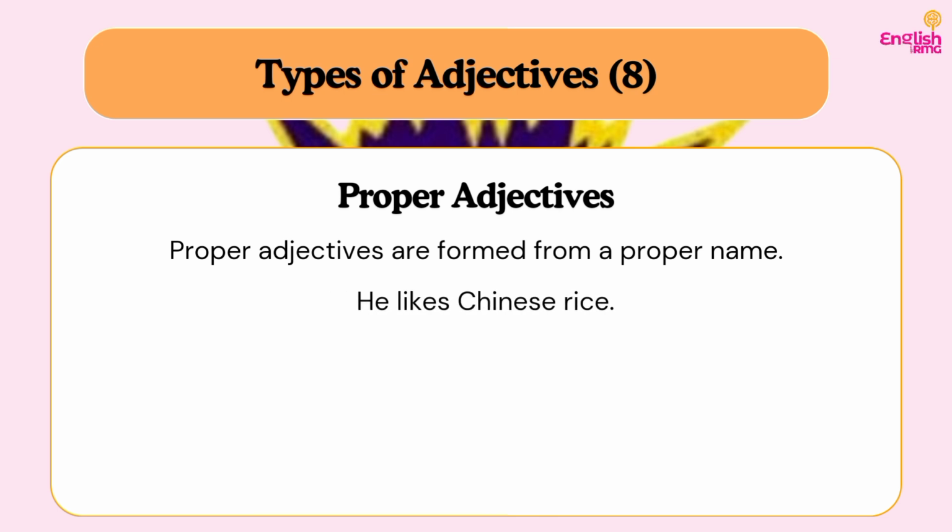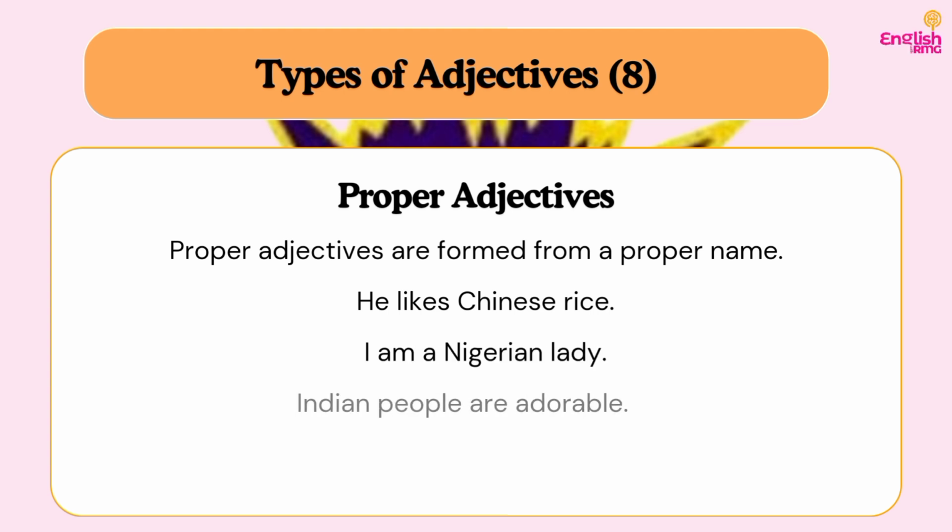For example, we have: he likes Chinese rice. You can see that the C is capitalized, regardless of the fact that it is in the middle of the sentence. So all proper adjectives should be capitalized as well. I am a Nigerian lady. N is capitalized because it is a proper adjective. Do you understand? So we could also have another example. Indian people are adorable. So it's at the beginning, but even if it is not at the beginning, you still have to capitalize it. Do you understand?